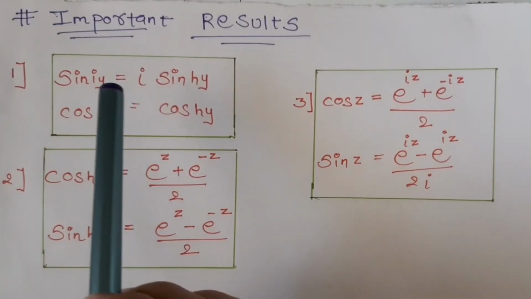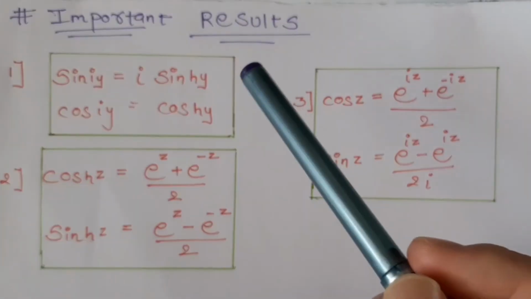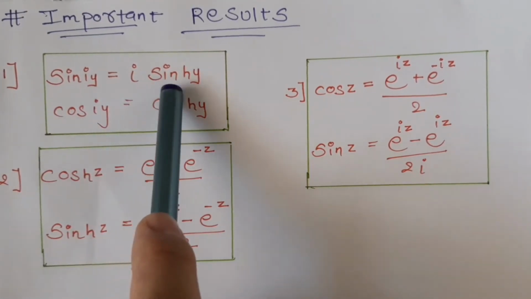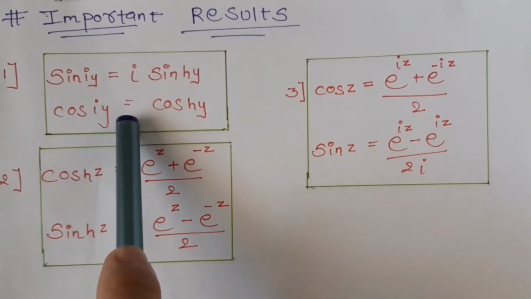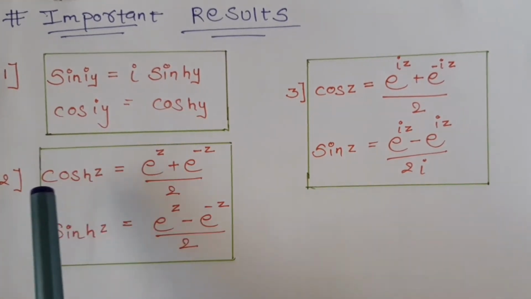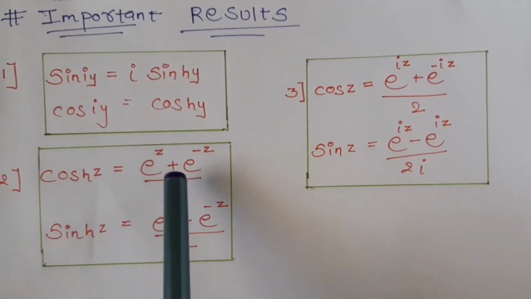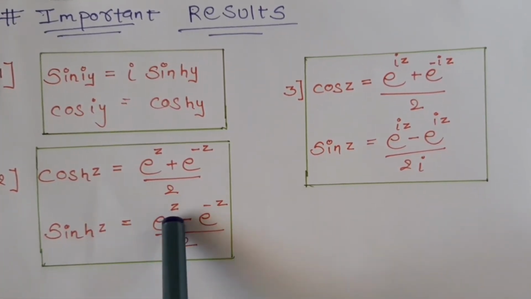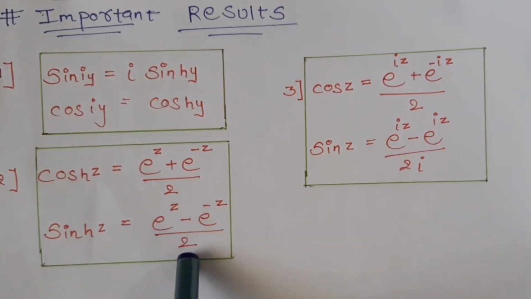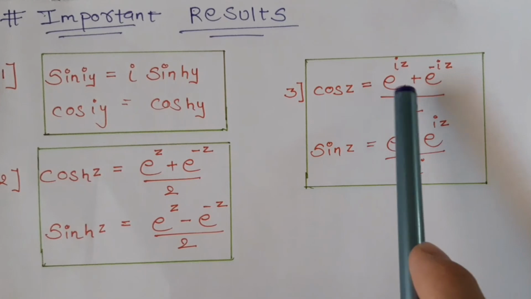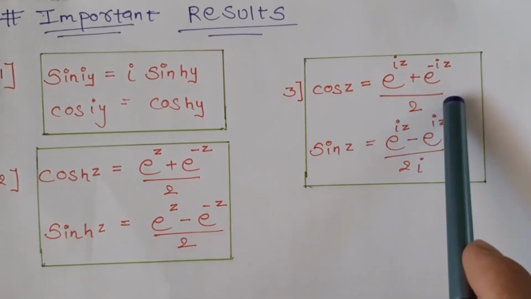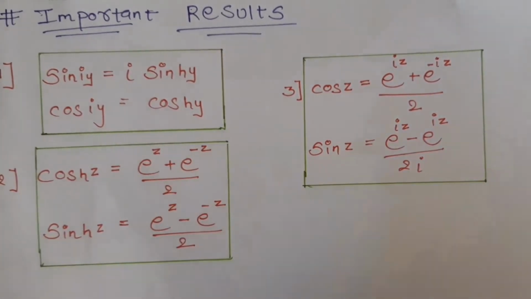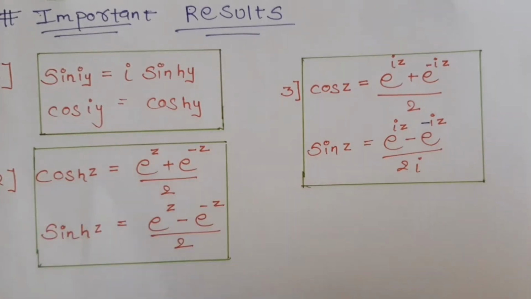So here I want to give some important results which will be useful in the next video for solving different types of sums. Okay. So the first result is sin iy equals i into sin hyperbolic y, cos iy equals cos hyperbolic y. Now the second is cos hyperbolic z equals e raised to z plus e raised to minus z by 2, sin hyperbolic z equals e raised to z minus e raised to minus z divided by 2. The third result is cos z equals e raised to iz plus e raised to minus iz divided by 2, sin z equals e raised to iz minus e raised to minus iz divided by 2 into i.